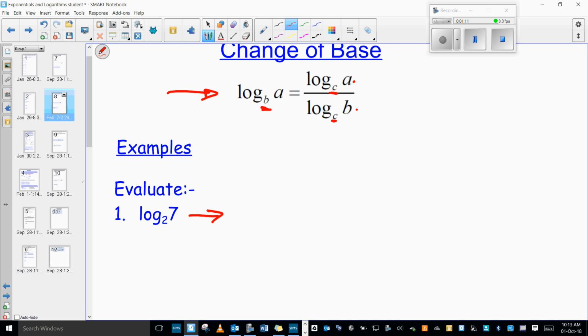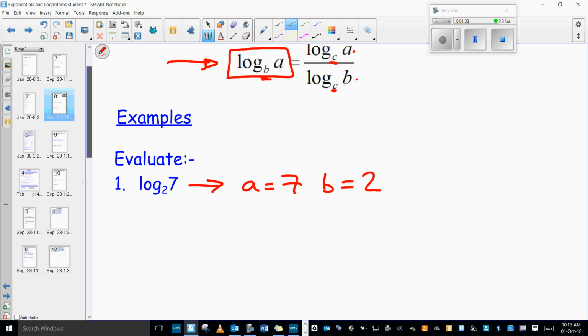So we're looking at this thing here. So this is our current situation. So what's my value of A? My value of A is 7 and my value of B is 2. Okay? So if I change it to log base 10, that means that C is going to be 10.